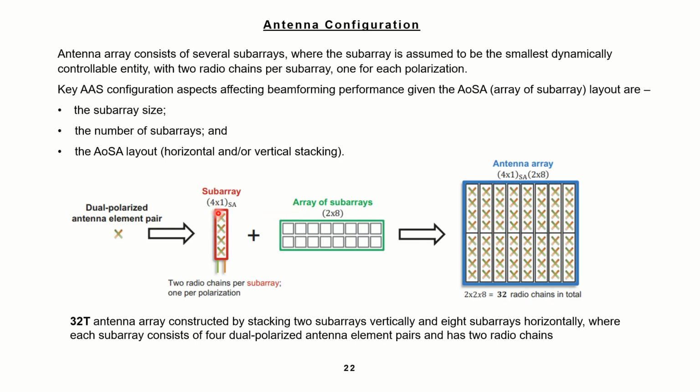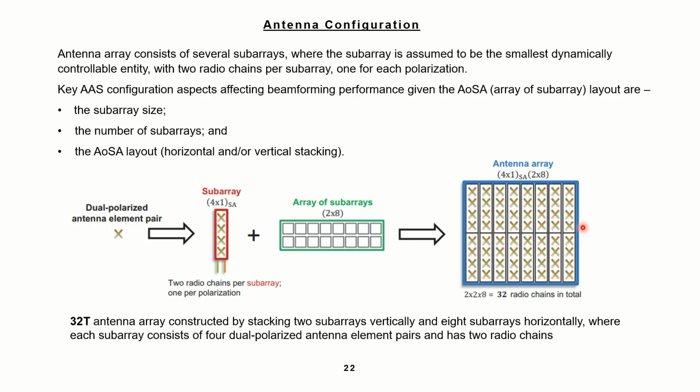Here, if you see, we have 4 rows and 1 column. The first one is always the row, the second one is the column. So this is one subarray, and there is an array of these subarrays, which is 2 rows and 8 columns. When we club them together, we get an antenna array of 2 cross 2 into 8. So there will be 32 different radio chains available in this scenario, and that's how we call this configuration a 32 transmitter.